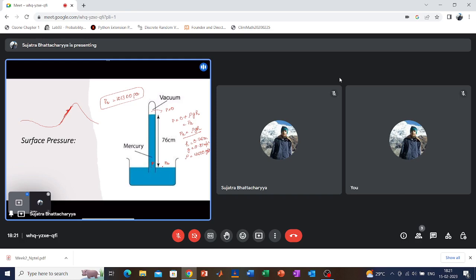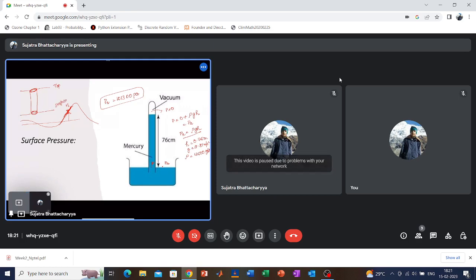But since it is above the actual mean sea level, the pressure decreases here. Why should the pressure decrease? Because you have a column of air. Suppose you have a column of air. This is the surface and this is the top of the atmosphere. So I am writing, this is the top, this is the surface.